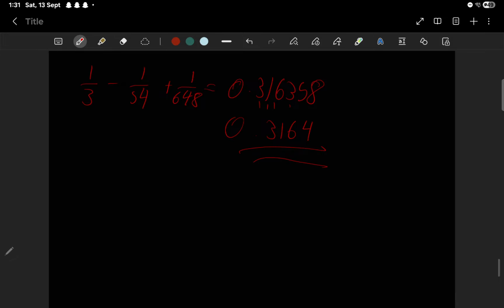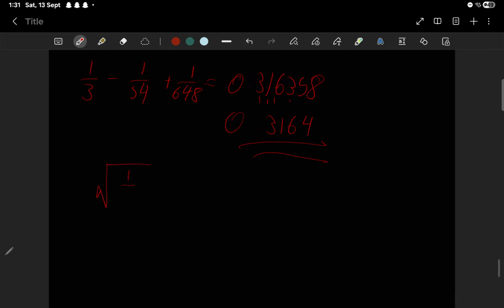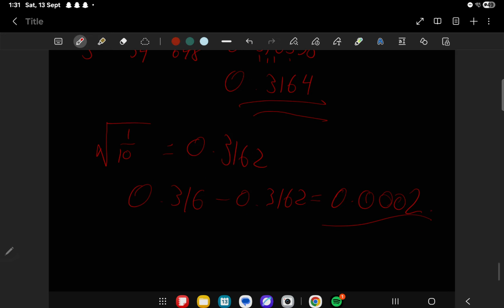On your calculator, radical 1 over 10 is equal to 0.3162. Okay, so 0.3164 minus 0.3162 is going to equal 0.0002. That's it. This is my answer.